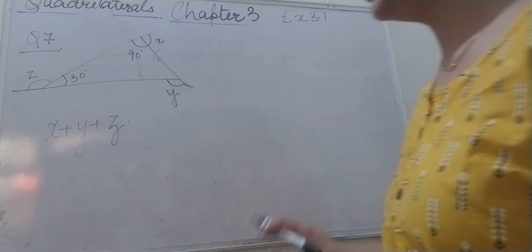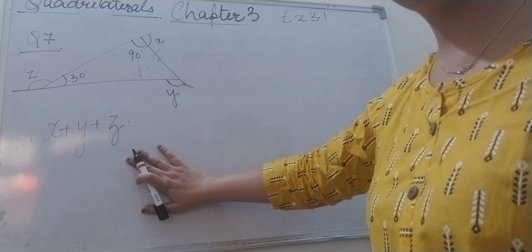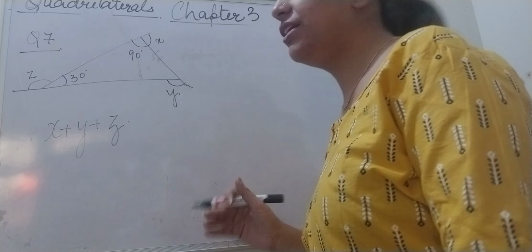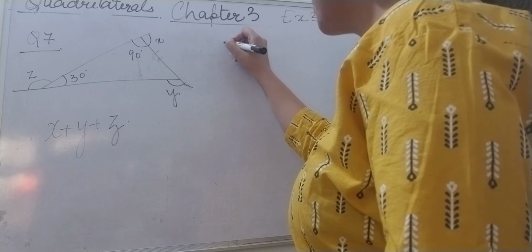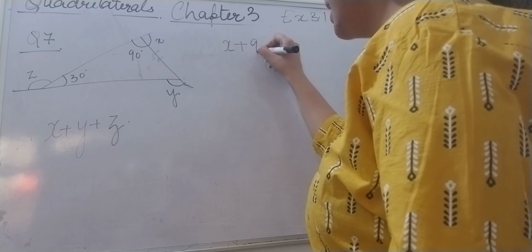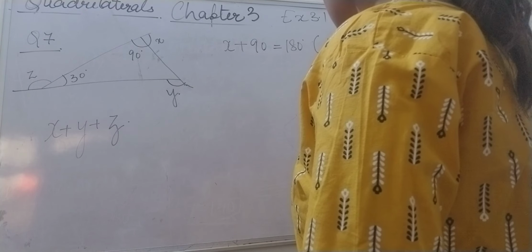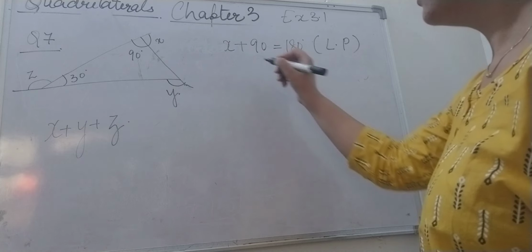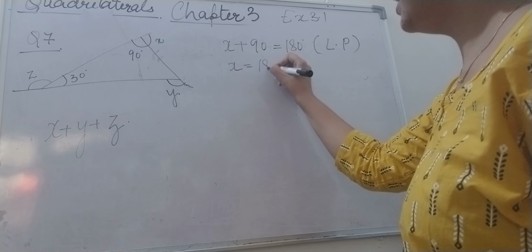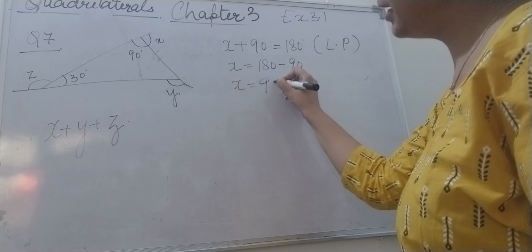Now question number 7, first part, this is the figure given. We have to find the value of x plus y plus z. First of all, we will find the values of x, y and z. For finding the value of x: x plus 90 should equal 180. Why? It forms a linear pair. So x equals 180 minus 90, x equals 90 degrees.